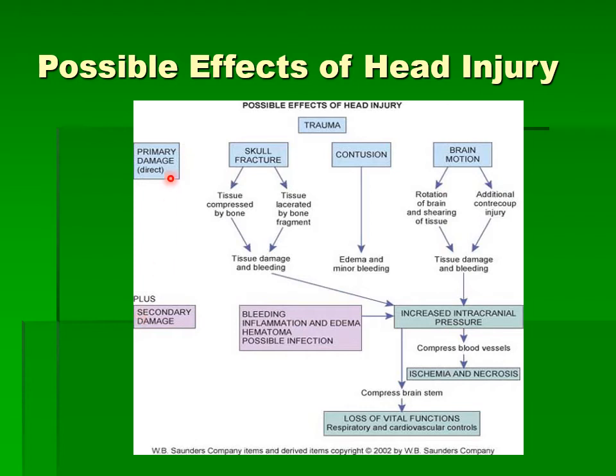Secondary damage, this is primary damage. Secondary damage is the bleeding associated with the injury, inflammation, edema, hematoma, which is a bruise, possible infection, another complication. Again, ICP compresses blood vessels, leading to ischemia, impaired blood flow, and necrosis of tissue. And that ICP compresses the brainstem, and you can end up losing vital functions, and loss of respiratory and cardiovascular controls that are in the brainstem.